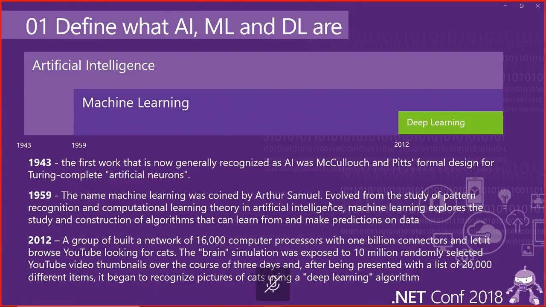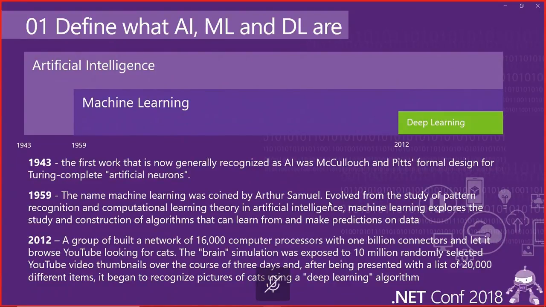In 2012, and this was reported in major journals in the United States, like Wired and the New York Times, a group of scientists was able to build a network of 60,000 computer processors with 1 billion connections and let it browse YouTube looking for cats. The brain simulation was exposed to something like 10 million randomly selected thumbnails from YouTube over the course of 3 days. After being presented with a list of 20,000 different items, it began to recognize cats using a deep learning algorithm.